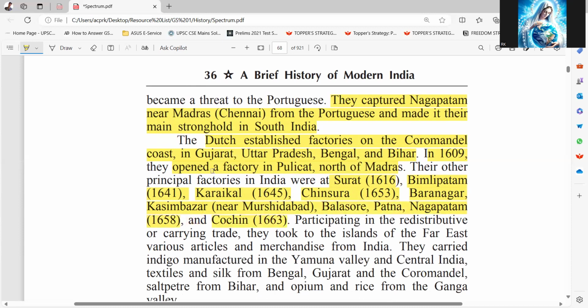So, which are they? On the Coromandel Coast, in Gujarat, Uttar Pradesh, Bengal, Bihar, Pulicat north of Madras, Surat, Bimlipattam, Karaikal, Chinsura, Baranagar, Kasim Bazar near Murshidabad, Balasore, Patna, Nagapattam, and Cochin.